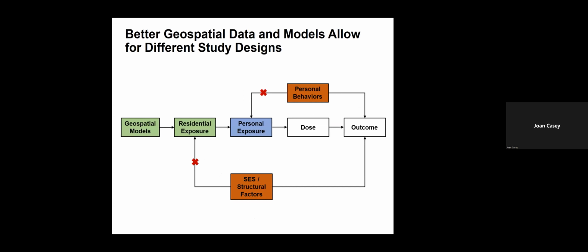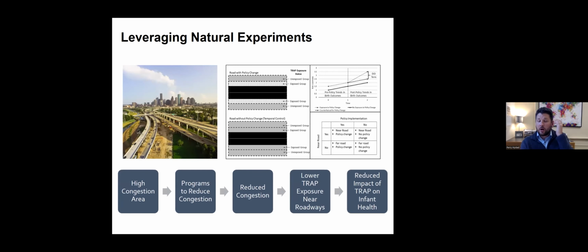So the last part that I want to talk about is just better geospatial data and models allow us to do different types of studies and leverage different types of study designs to potentially break or reduce this unmeasured confounding from socioeconomic status and structural factors, as well as personal behaviors. And that's the second part of what we're trying to do with this HEI study, where we've classified high congestion areas, and then we've created an infrastructure database that contains around 1,500 large highway infrastructure projects, the type of projects, where they were implemented, when they were implemented, and when they were completed.